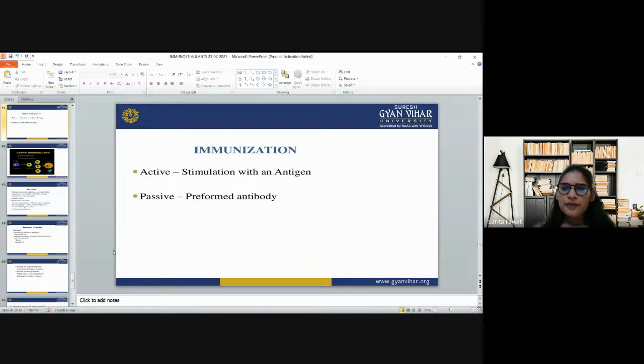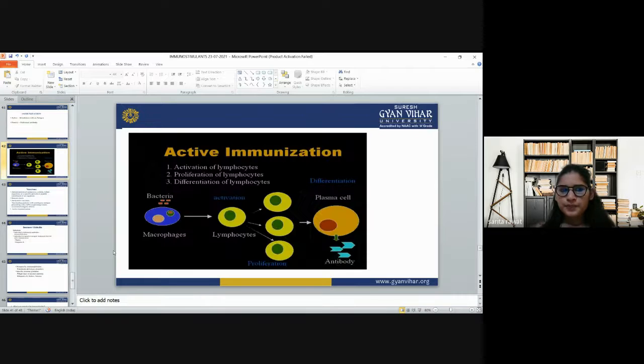Now, the next we have immunizations. So, we have active immunity and passive immunity. So, active we have stimulation with an antigen, passive is preformed antibody. Now you can see this is the active immunization. So activation of lymphocytes, proliferation of lymphocytes, and differentiation of lymphocytes. So as you can see in this picture, this is the picture of active immunizations. So you can check it out.